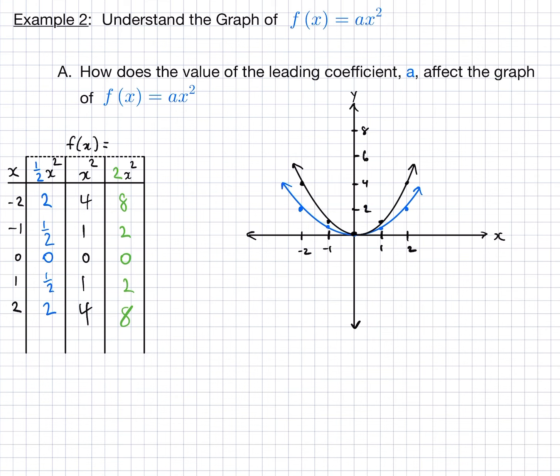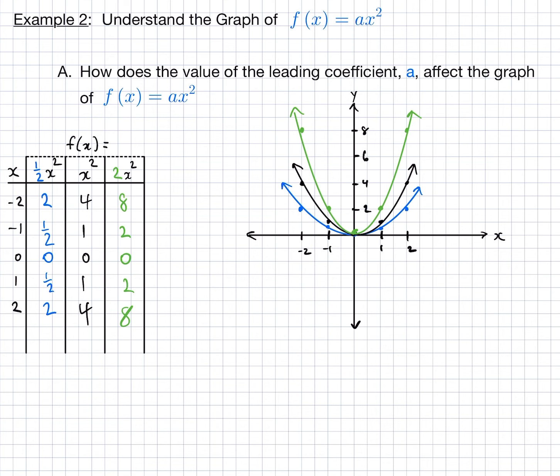And then lastly, if we were to plot the green ones, we would get (-2, 8), (-1, 2), (0, 0), (1, 2), and (2, 8). Okay, so it will look something like this. All right, so then what do we notice here? Okay, let's compare the green and the black and the blue.